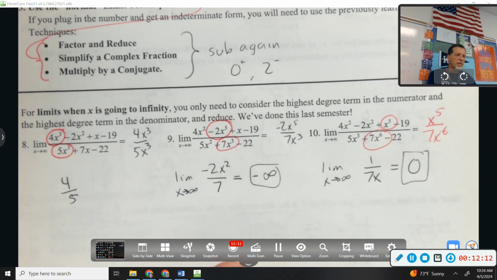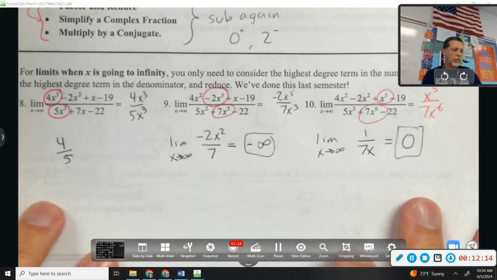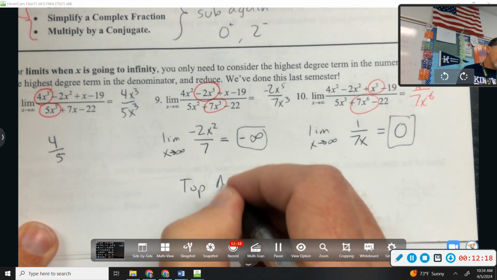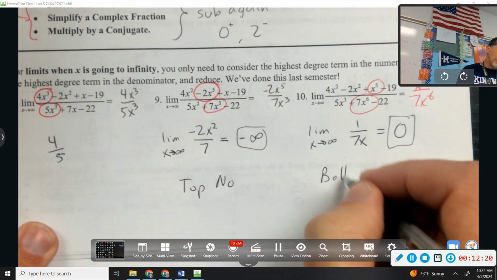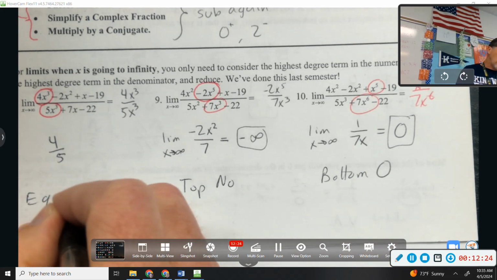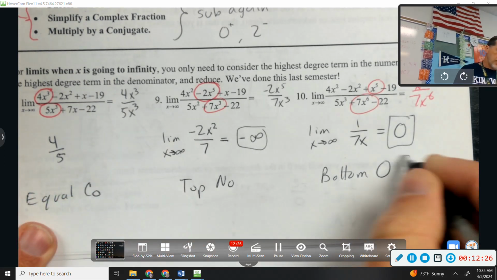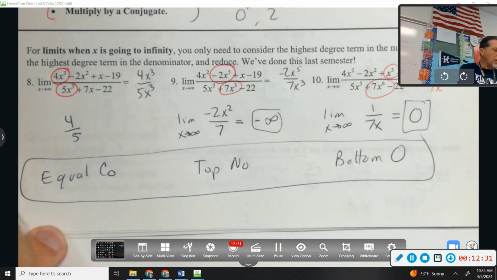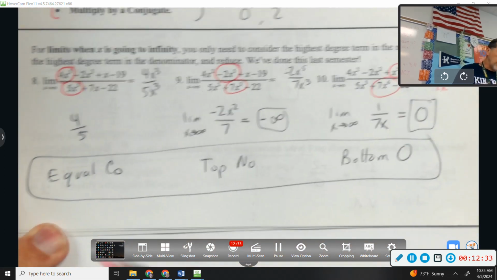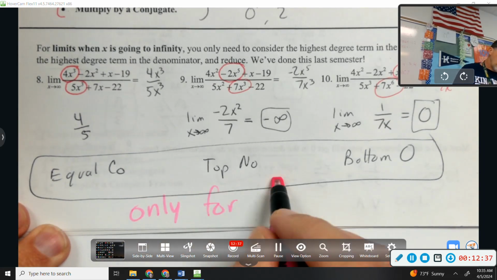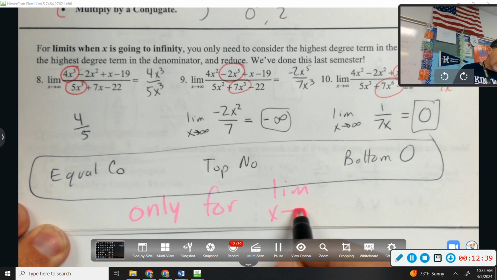We did that last semester, and there's a cute little saying that goes with it. Top no, careful, they're out of order, so if you can put them on there. Top no, bottom O, equal co. The only caution I would give with that is you only use that for limits as x goes to infinity.